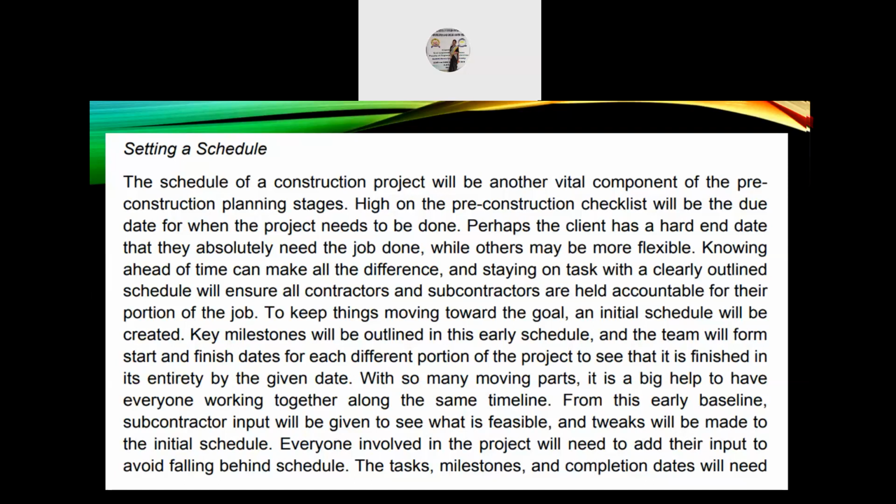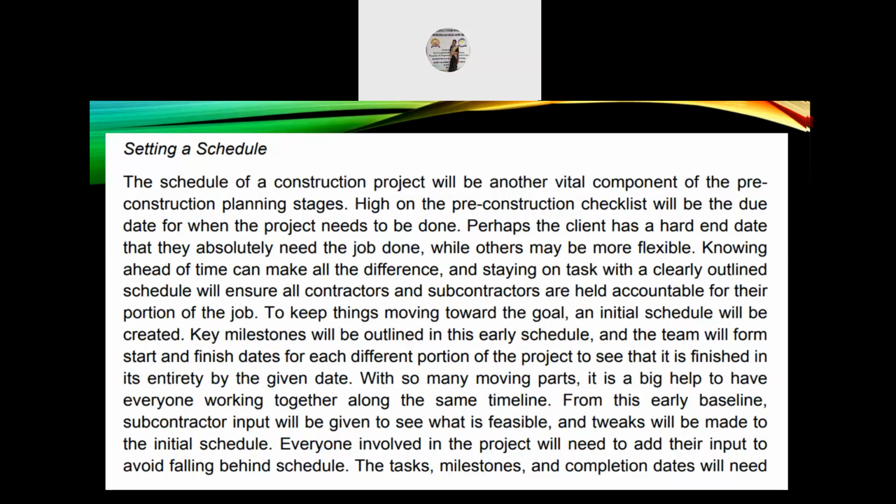To keep things moving towards the goal, an initial schedule will be created. Key milestones will be outlined in this schedule, and the team will form start and finish dates for each different portion of the project to see that it is finished in its entirety by the given date. With so many moving parts, it is a big help to have everyone working together along the same timeline. From this early baseline, subcontractor input will be given to see what is feasible, and tweaks will be made to the initial schedule.